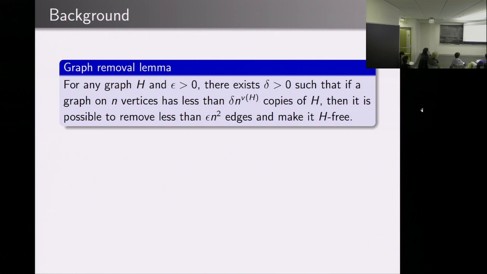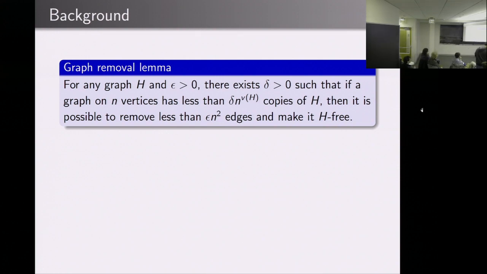So first, let's talk about something that's non-arithmetic, the graph removal lemma. What this says is the following. If you fix a graph H, and you have a positive epsilon, then there exists a positive delta, such that if you have any graph on n vertices that has a small number of copies of H, so at most delta times n to the v(H), then you can remove a small number of edges, less than epsilon n squared, to make it H-free.